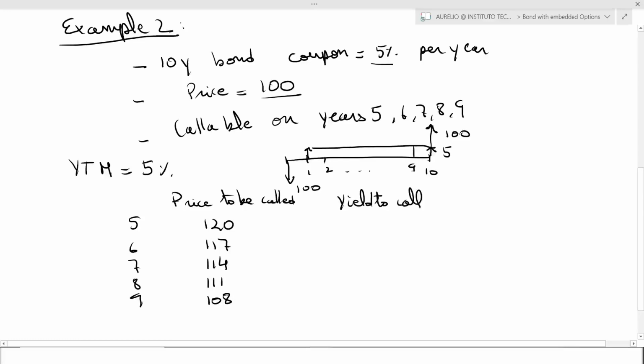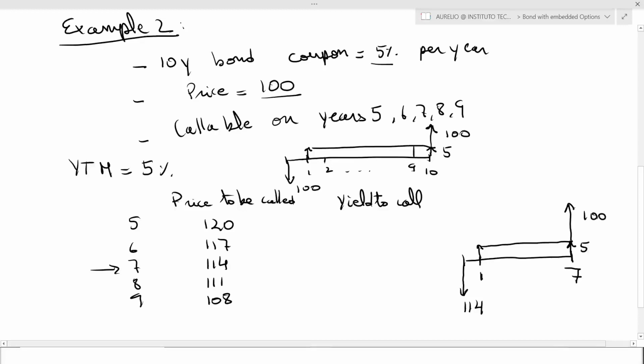So what is the yield to call? Let's imagine this 7-year bond. In the case of the 7-year bond, it would mean that the bond is called in year 7. That means the bond is only going to last for 7 years. And then it's going to start paying your coupons in year 1. So you're going to receive the coupons of $5 all the way up to year 7. And then in year 7, you're also going to receive the face value of 100. And then because this bond is called, the price to be called at is 114. So that would be the price of the bond today.